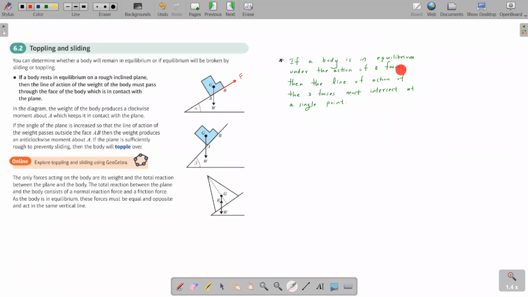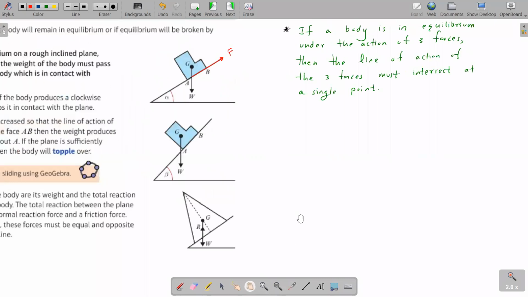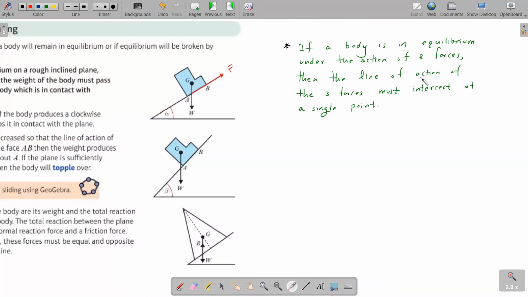So if a body is in equilibrium under the action of three forces, then the lines of action of the three forces must intersect at a single point. This is a rule that needs to be satisfied in order for an object to be in equilibrium under the action of three forces. Right. So the lines of action of the three forces definitely must intersect at a single point.